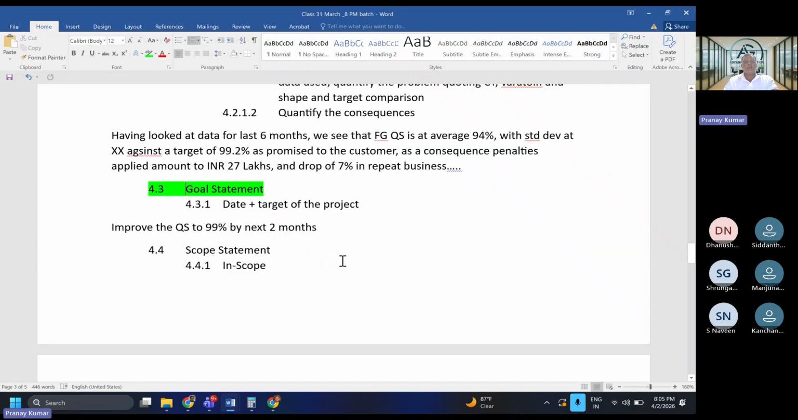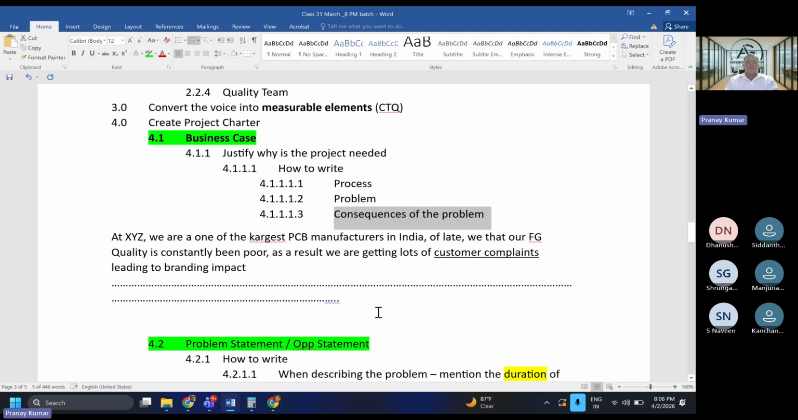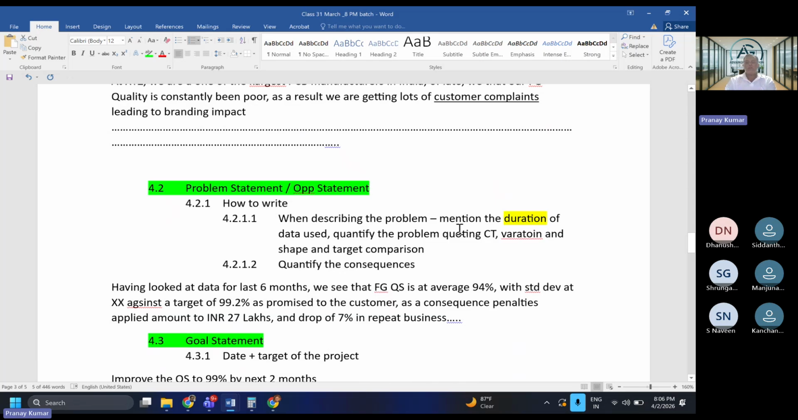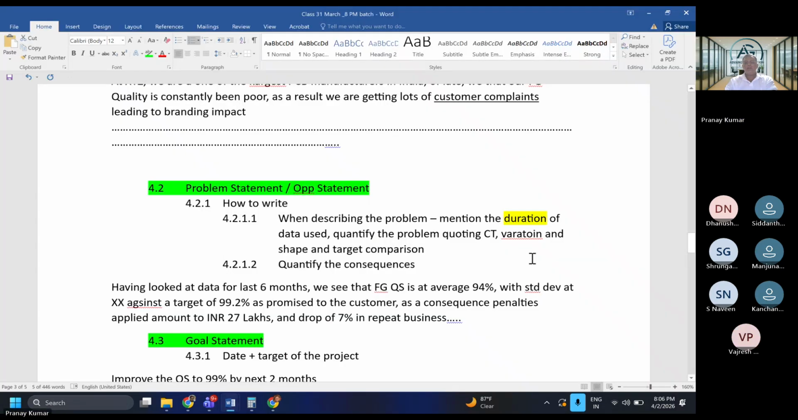We said that as part of the define phase of Six Sigma, you are required to create a project charter. The charter will have elements like the business case, in which we mention three elements: a little about the process, the problem, and the consequences of the problem. In the problem statement, we quantify our problem. We mention the duration of the data we are looking at, and we quote the problem in terms of central tendency, variation, shape, and target comparison. We also quantify the consequences mentioned in our business case.